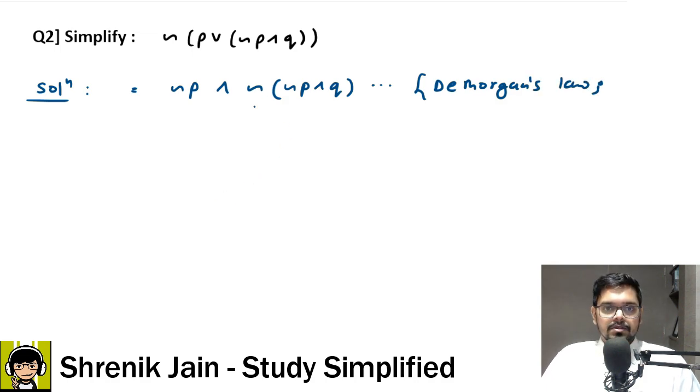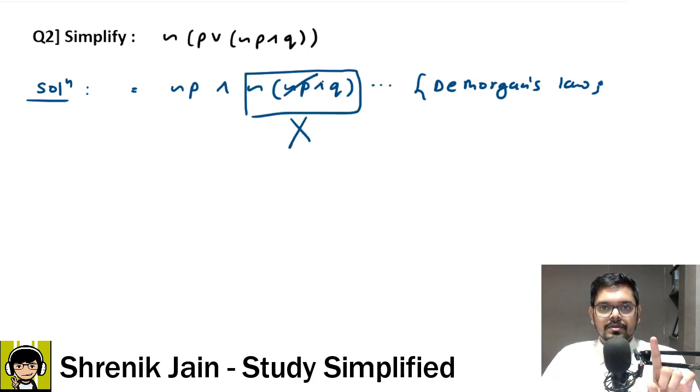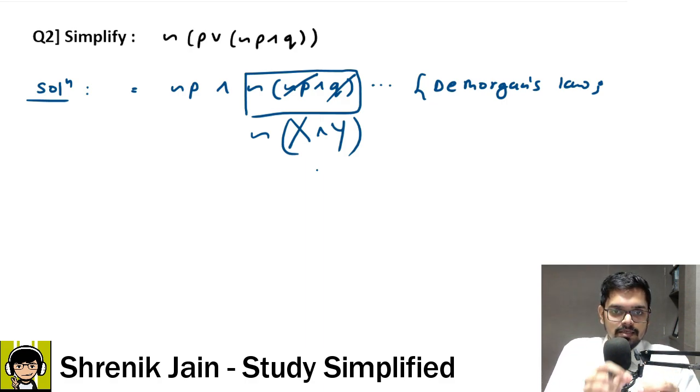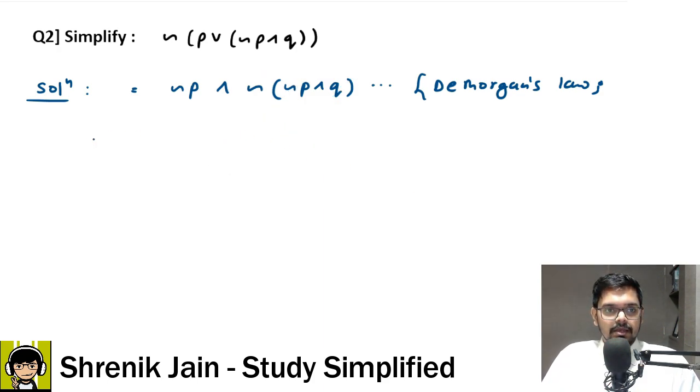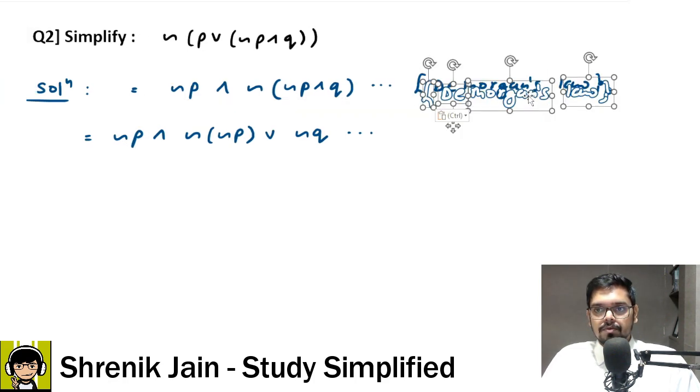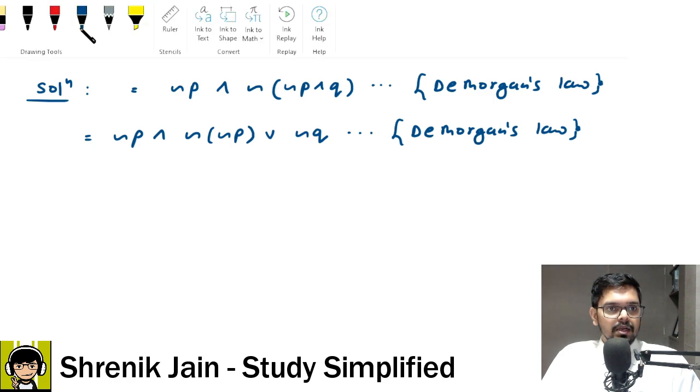What's next? What's next is this thing. Here also we have something like negation of X and Y. So negation of X and Y, again De Morgan's law can be used and can be written as negation X or negation Y, correct? So use De Morgan's law again and say negation P, and here De Morgan's law will give us negation of the first proposition or negation of the second proposition, using the same concept. Let us investigate further.